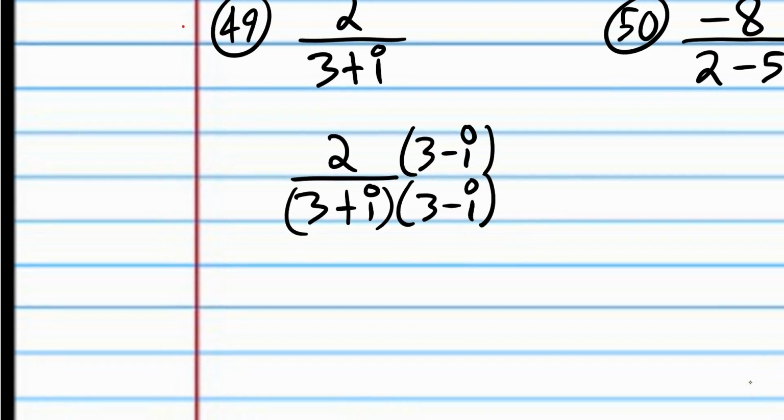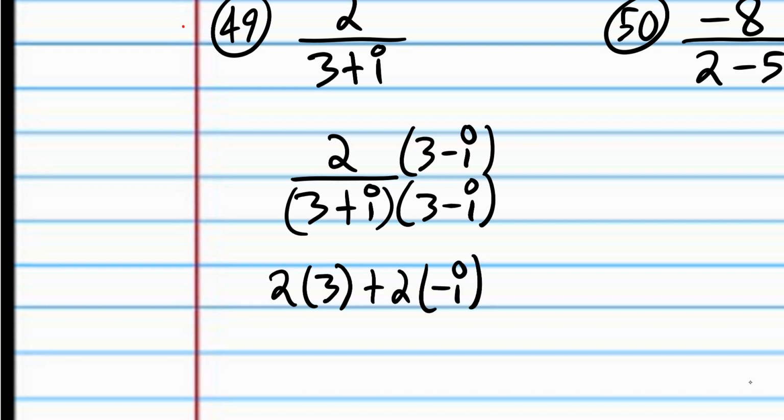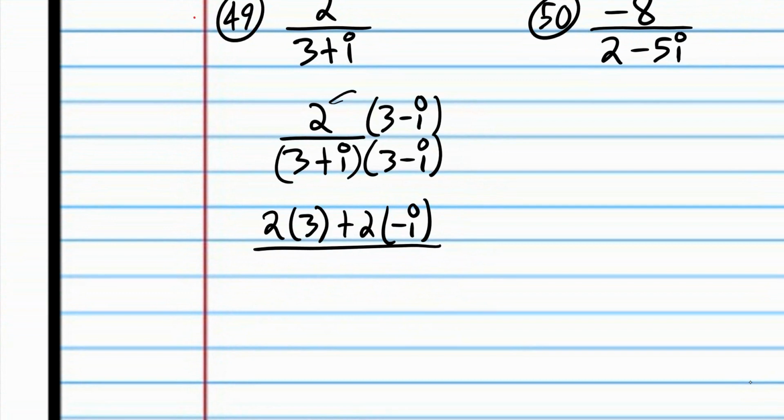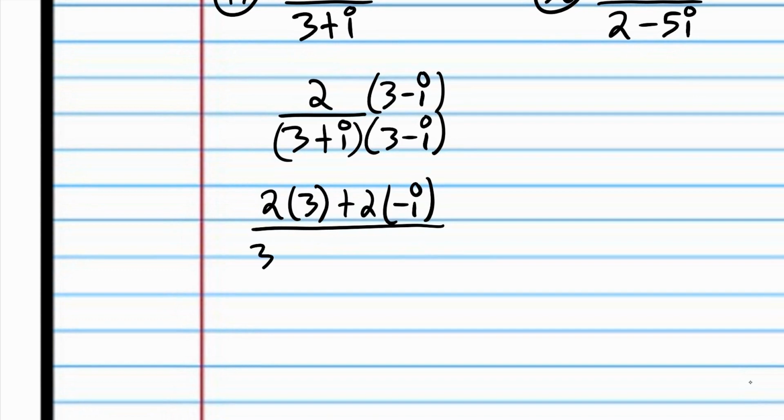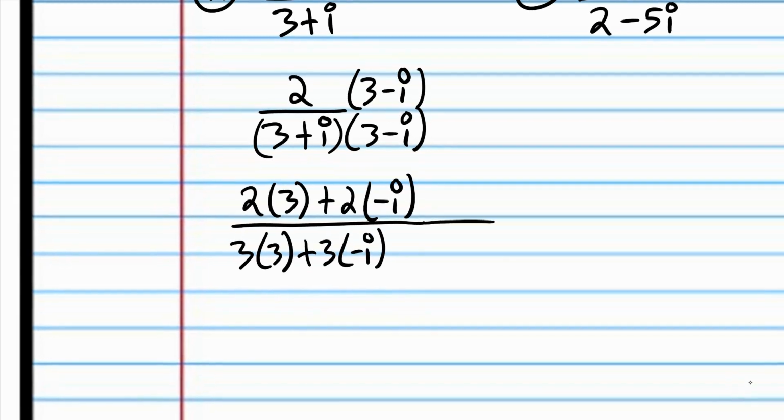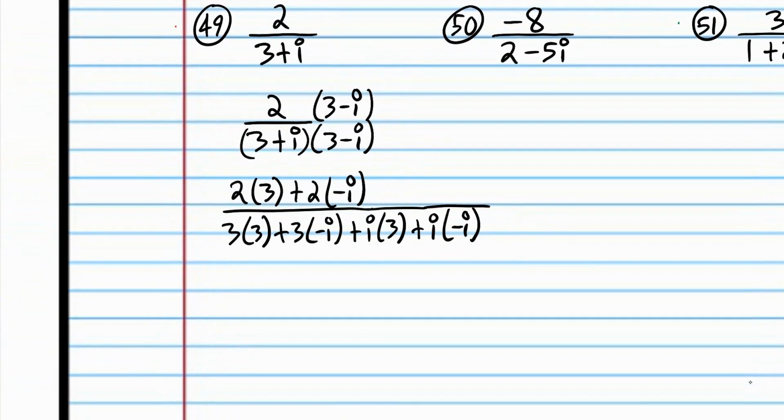So now, if you distribute on the top, we have 2 times, I'm just going to do this once, I'm not going to do it every time, but I'm just going to show 2 times 3 plus 2 times negative i. Again, we're just using distribution. And on the bottom, we have 3 times 3, and then plus 3 times negative i, just using FOIL. We have to use FOIL on the bottom: i times 3 plus i times negative i. So again, it's just FOIL on the bottom, just like we did in the previous problems.